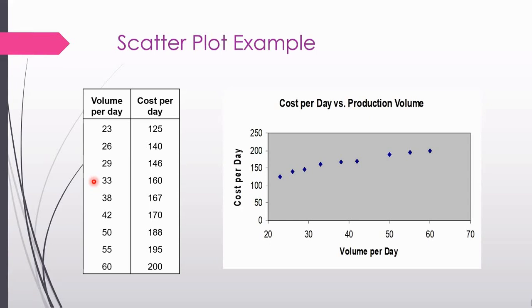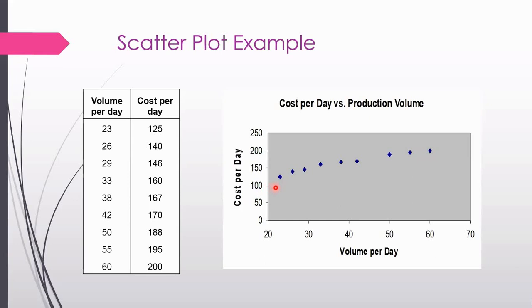So usually cost depends on the volume. Based on the volume, we are deciding the cost, right? So we are taking the volume on the horizontal axis. And because cost depends on the volume, we are taking cost on the vertical axis. Usually, the variable that changes independently goes on the horizontal axis, and the variable that depends on the other variable is taken on the vertical axis. And then, when the volume is 23, the cost is 125. When the volume is 26, the cost is around 140. So we plot by these marks; these are the scatter points.